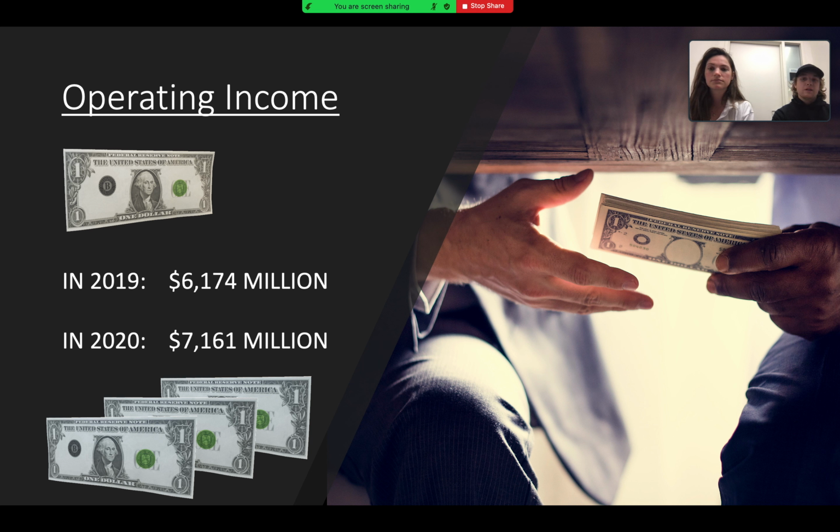Now, for operating income, in 2019, 3M had a total of $6,174 million in operating income. It increased this going into 2020 to $7,161 million.